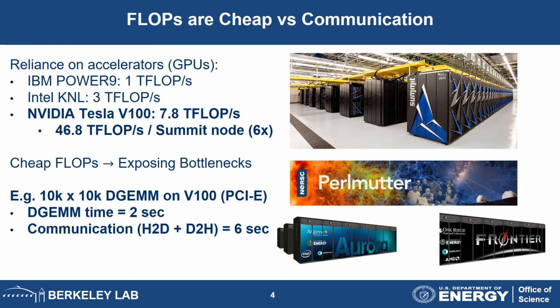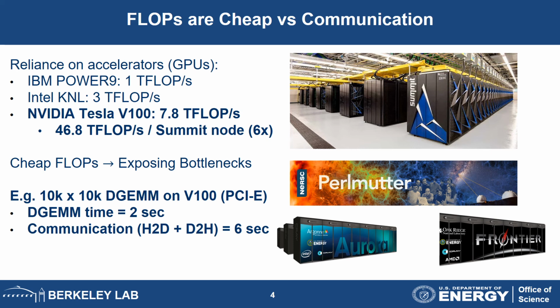Over the past several years, there's been an increasing reliance on the use of accelerators such as GPUs to perform the majority of the floating point operations for target applications on modern supercomputers such as Summit at Oak Ridge, as well as some of the next-gen machines such as Perlmutter at NERSC, Aurora at Argonne, or Frontier at Oak Ridge. As GPUs are capable of expressing much more concurrency than CPU-only machines, flops have really become relatively cheap compared to other operations such as communication.